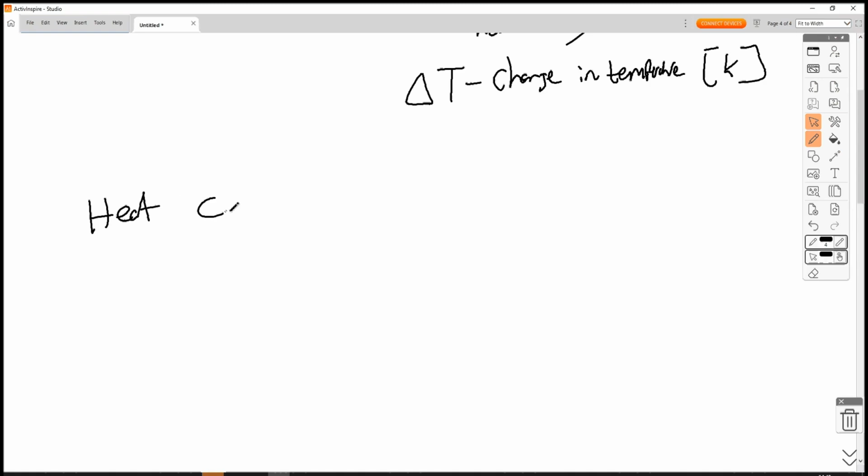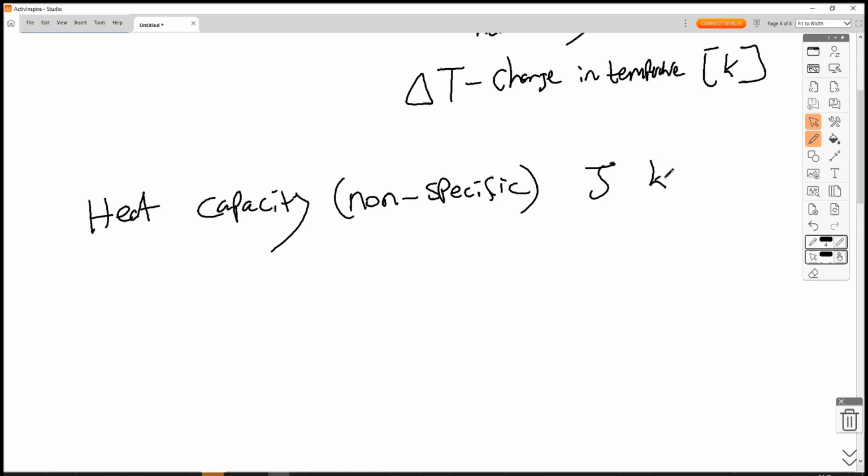So heat capacity, and I'll put in brackets here, non-specific, is measured in joules per Kelvin. And I'll stress here as well, because this might be the first time you're actually using Kelvin, some people default to saying degrees Kelvin. We don't say the word degrees when we say Kelvin, it's just Kelvin. Belongs to the object.